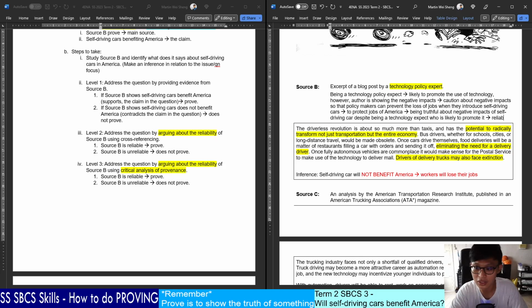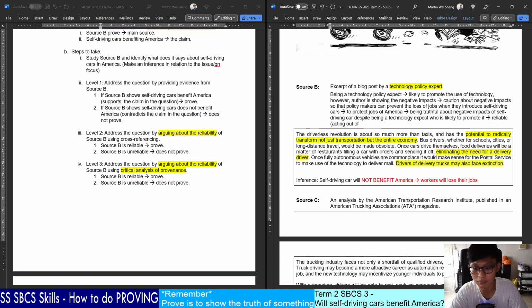Alright, therefore he is reliable, and in this case he's acting out of position, i.e. it is enhanced reliability. His reliability is enhanced in this case because this is the twist. We expect him to be promoting the use of technology, however the twist is that he highlights the problems about using technology. So this author is reliable, he's being truthful about negative impacts and so on.